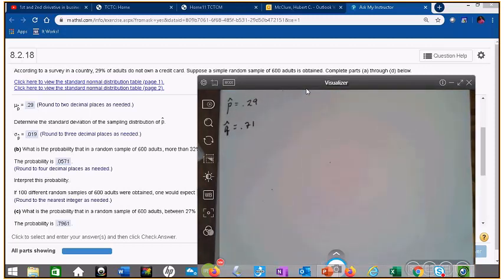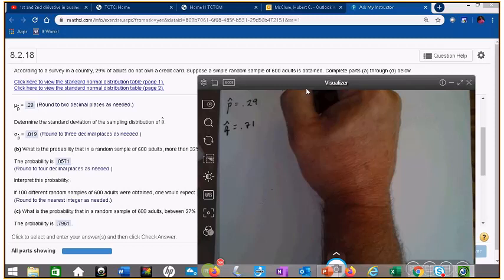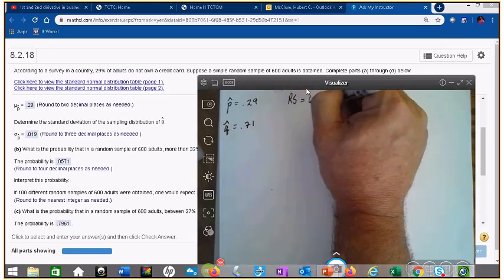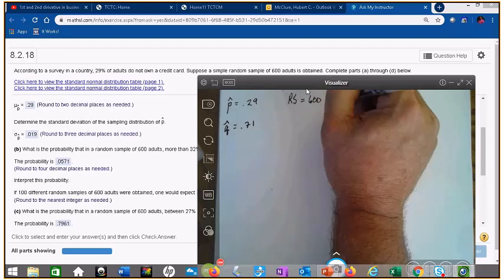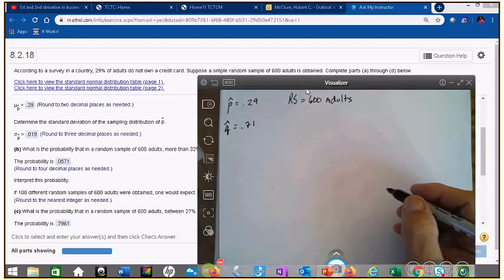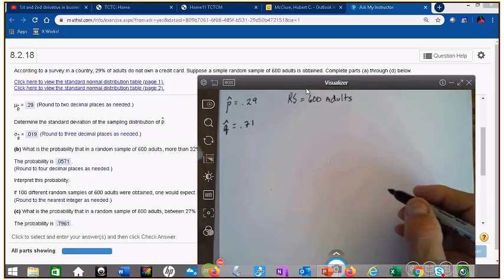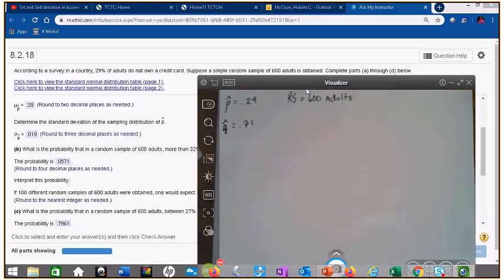Suppose a simple random sample of 600 adults is obtained. Complete parts A through B. Okay, so what's P hat? P hat is 0.29, so there's that. Now it's saying determine the standard deviation of the sampling distribution of P hat.